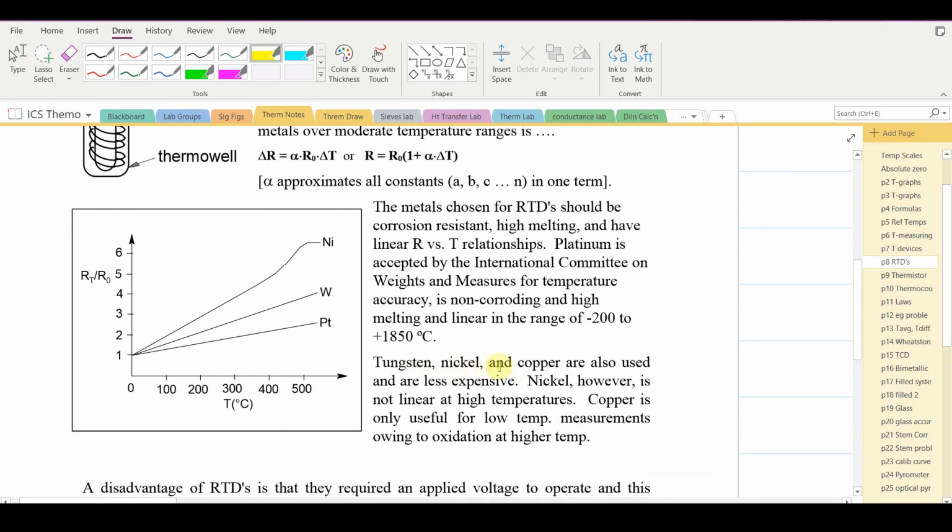Tungsten, nickel, and copper are also used, and they're less expensive. Nickel, as you can see, is not linear over its entire range. And copper has limitations. It's useful for low temperature measurements because it'll oxidize at higher temperatures.